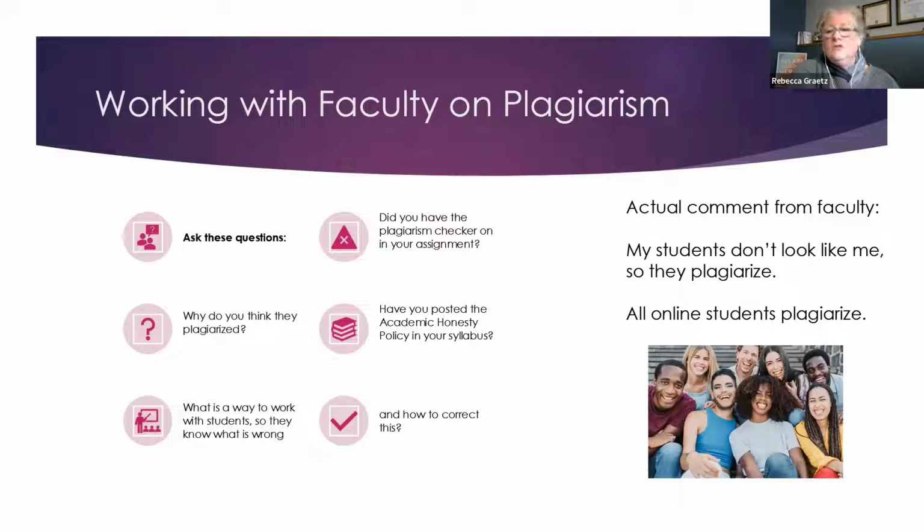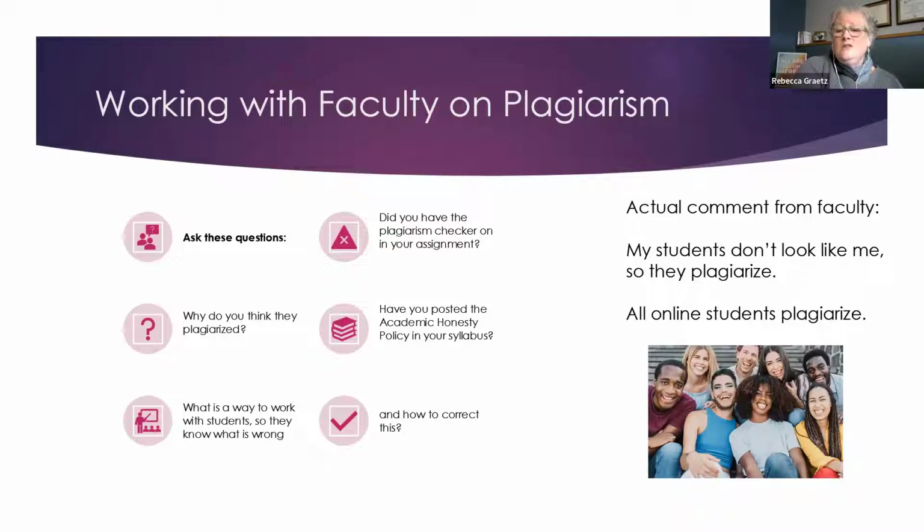We have these assumptions and implicit biases about our students. Have you posted the academic policy in your syllabus? This is a huge one. There are some institutions that do not do this. They do not check syllabi, and they don't want to post that in there. And again, if you have a zero tolerance for plagiarism on your campus, is that really worth it? Is it something to bring to administration?